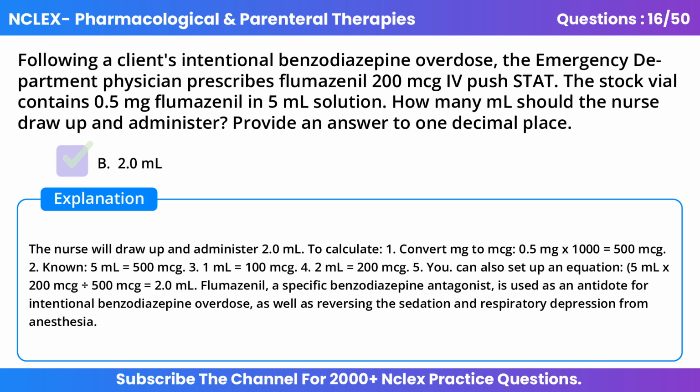Flumazenil, a specific benzodiazepine antagonist, is used as an antidote for intentional benzodiazepine overdose, as well as reversing the sedation and respiratory depression from anesthesia.